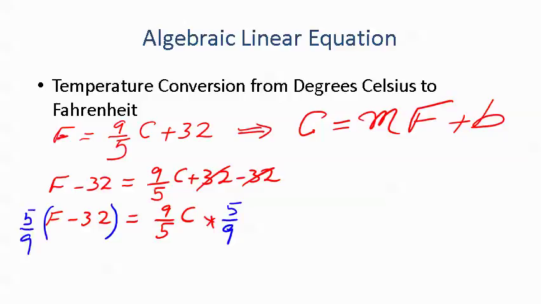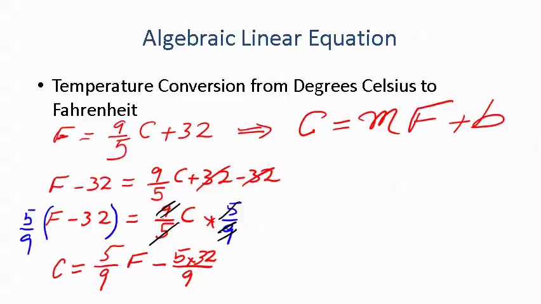So this step yields the following equation. It says that C, which is the dependent parameter, is equal to 5 over 9 F minus 5 times 32 divided by 9. And of course, once you have this equation, you can assume values of F and find the corresponding values of C. Or you can also plot it.